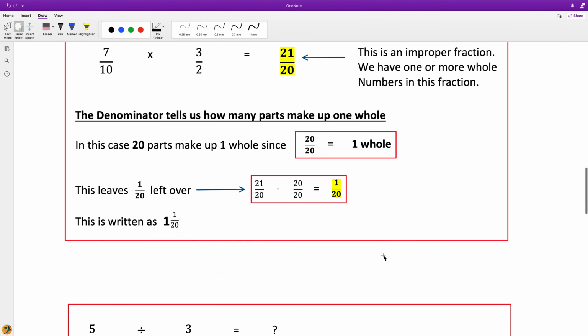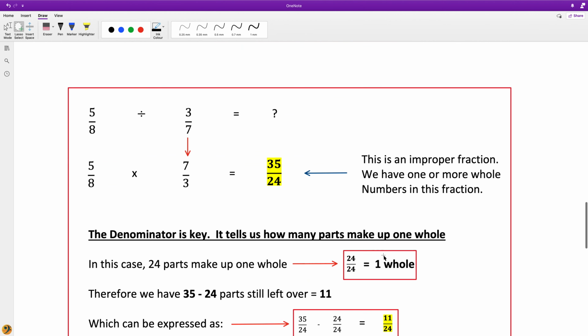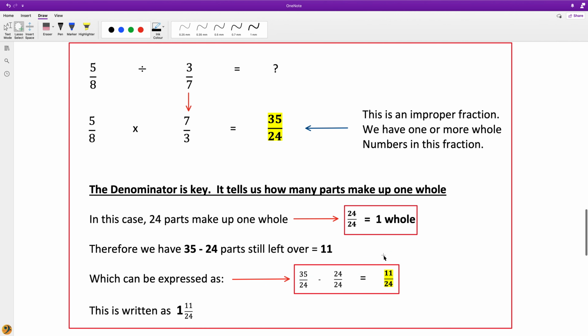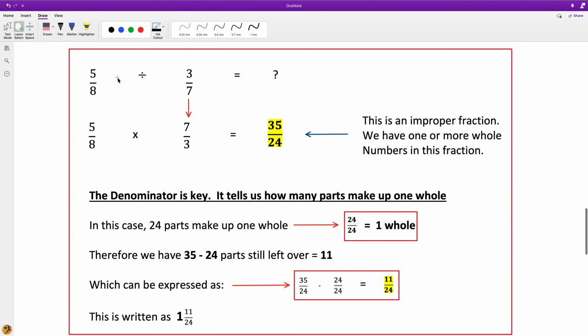All right, so we'll go on to another example here, and we'll go through this step by step as well. Okay, so this one, our initial problem is 5 over 8, 5/8, divided by 3 over 7. Once again, we write out our problem as our first step of working out.